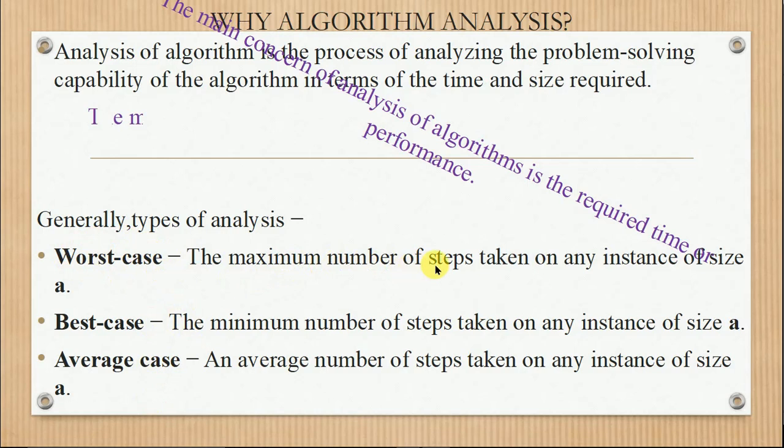So here, the maximum number of repetitions of the loops takes place while executing a particular instance of the problem, or the size of n, or the particular list that is going to be solved. That is called the worst case. Best case is the minimum number of steps taken on any instance of size n, where n is the number of elements in a particular array or list. And the average case is in between the worst case and best case, that means the average number of steps taken on an instance of that size.